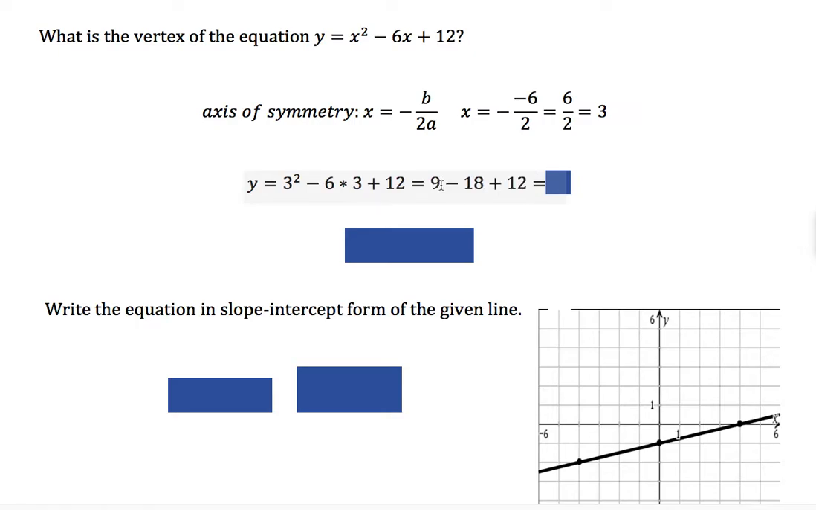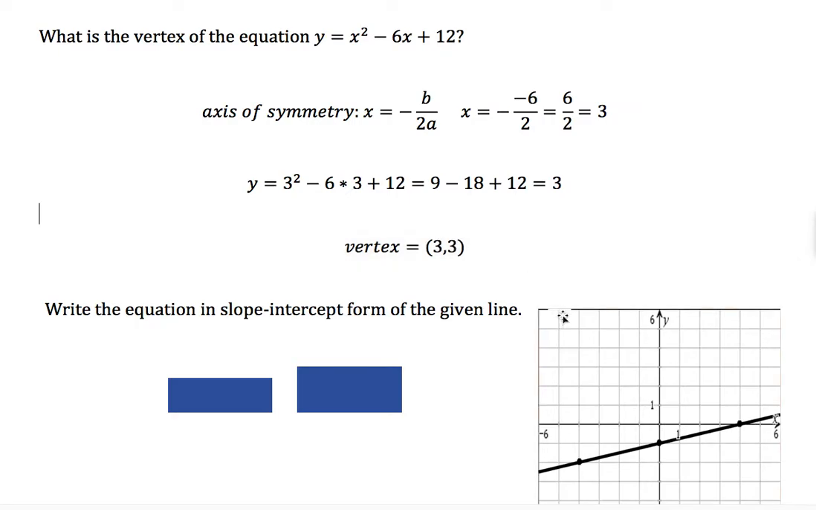3 squared is 9. 6 times 3 is 18. So I have 9 minus 18 plus 12. Multiply that all together, and I get a 3 for the y value as well. So now my vertex is going to be at the coordinates of 3, 3.